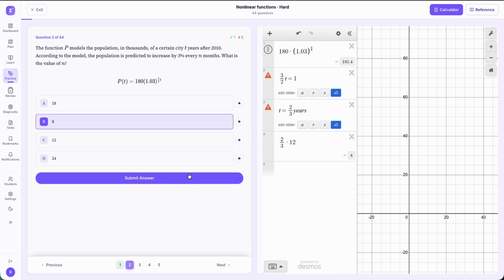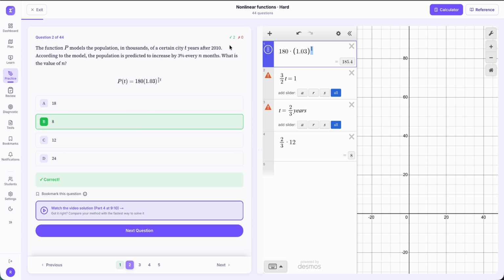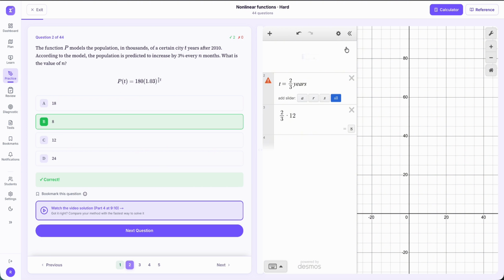But you'll definitely see that again about understanding the exponent has to be 1 for that increase or decrease to be applied.